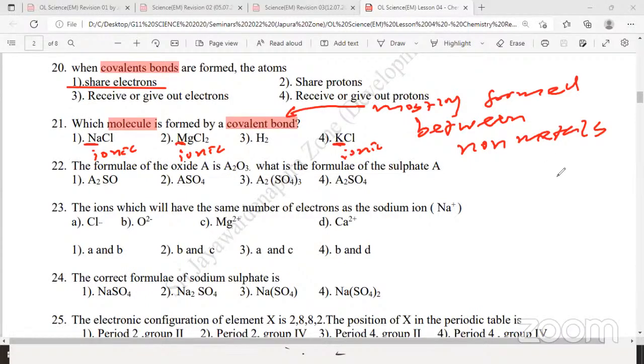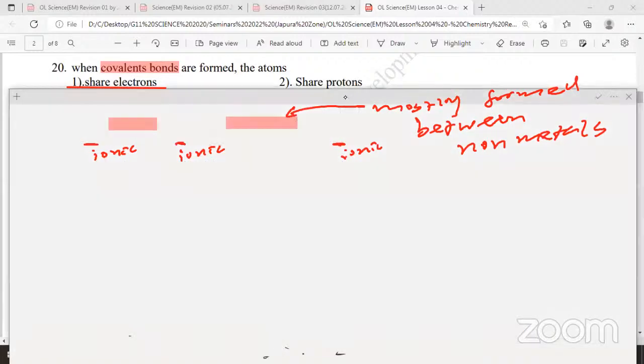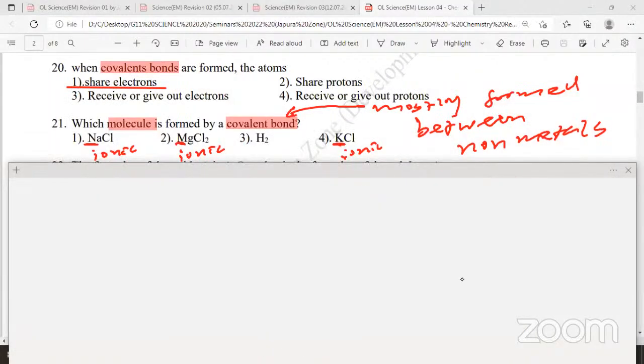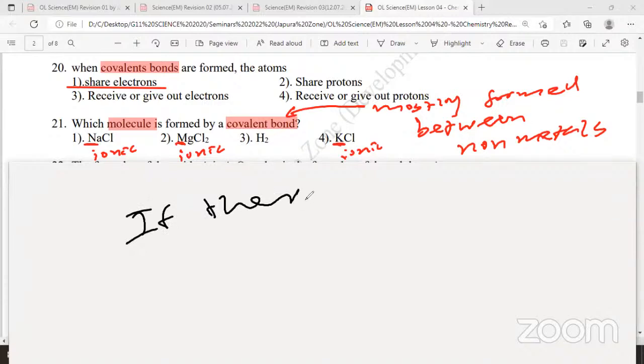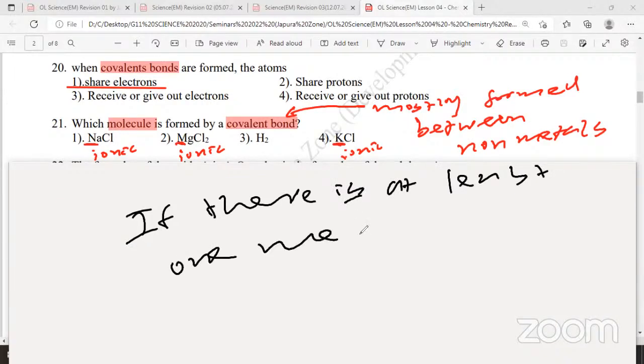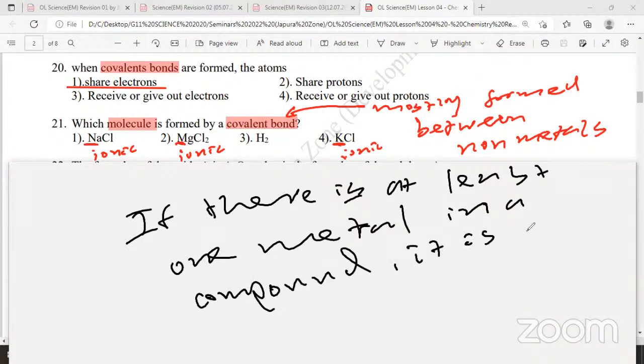you can remember this method. You can use this method if there's at least one metal in it. If there's at least one metal in a compound, it is going to be ionic. I'll write it again. You can copy down that. If there's at least one metal in a compound, it is an ionic compound.